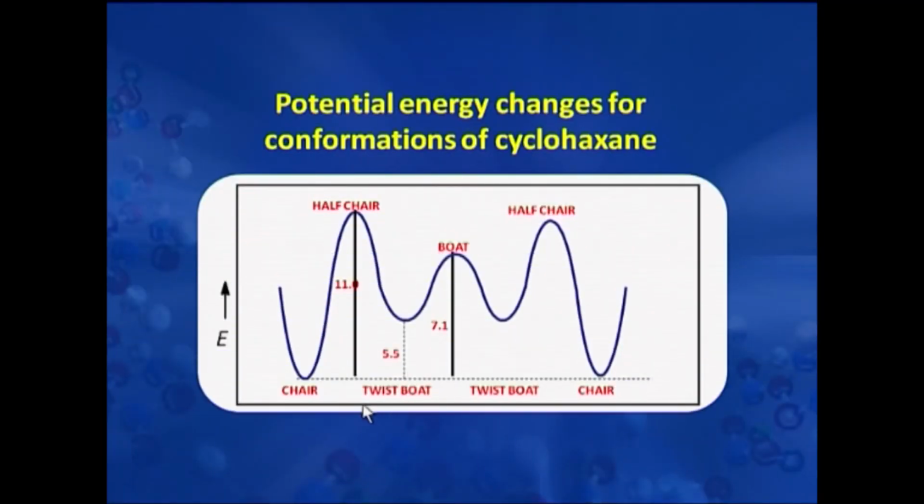We will have the potential energy diagram. Chair is the most stable and half chair is the least stable. Then below it is the boat and below it is twist boat. So, after chair it is twist boat in stability, then boat and then half chair.